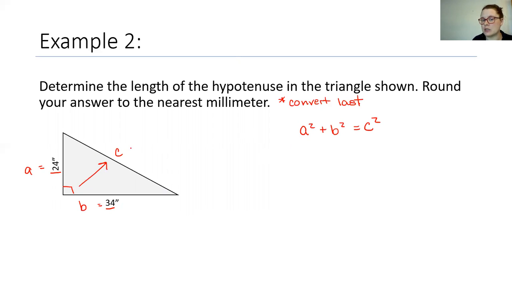So this is going to be C, my hypotenuse. It's also the side we're looking for. It's the only one we don't have a measurement on, so it's quite straightforward. Now we're going to plug in our information.